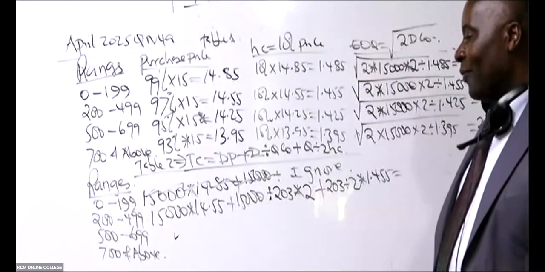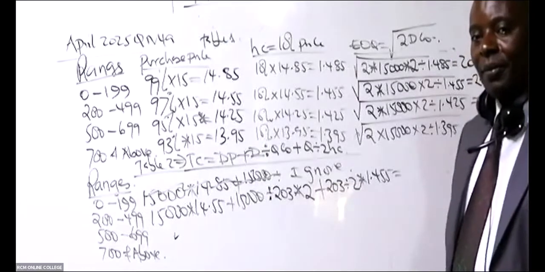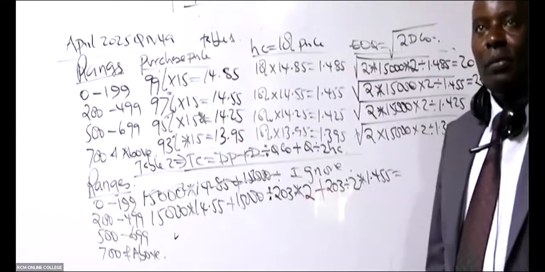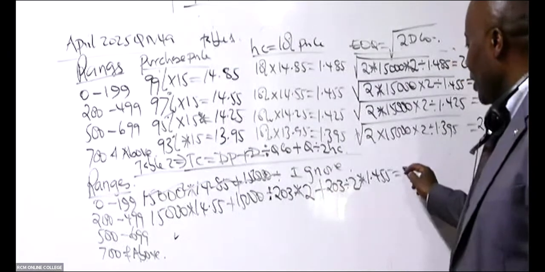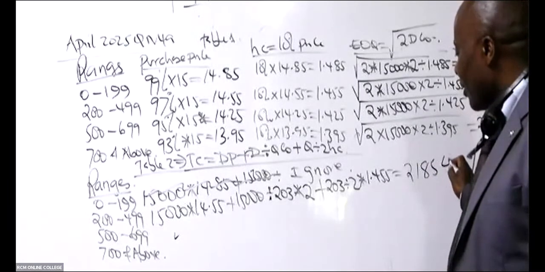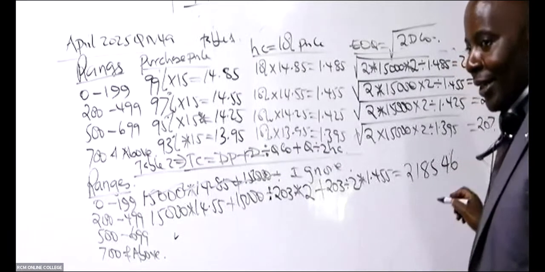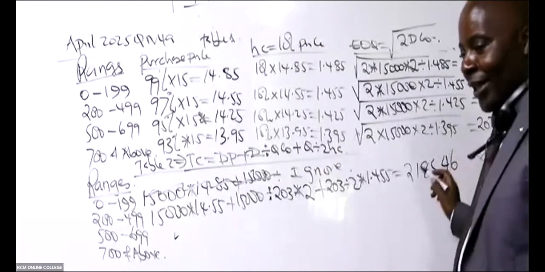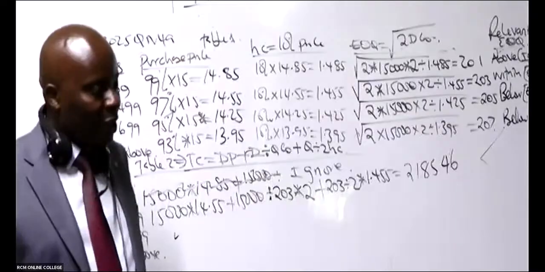I'm waiting for the physical students to tell me the answer for this total cost for the second class. $218,580. Thank you so much. So we go to the next class.